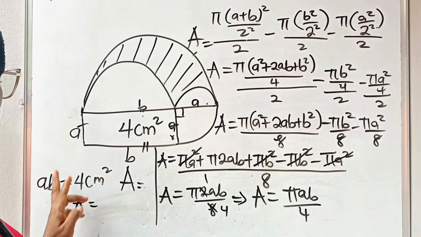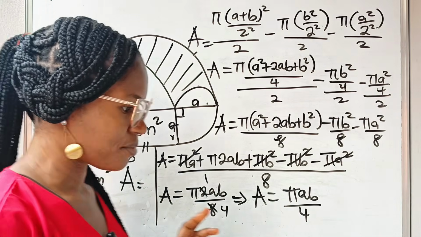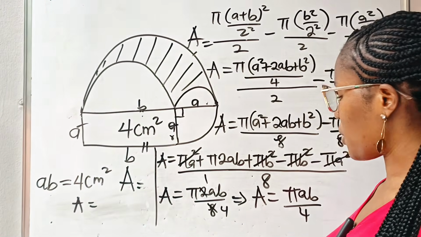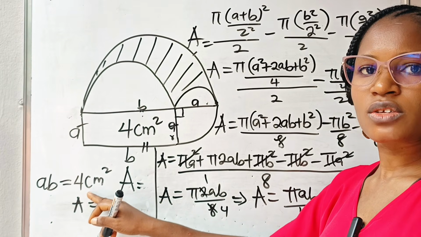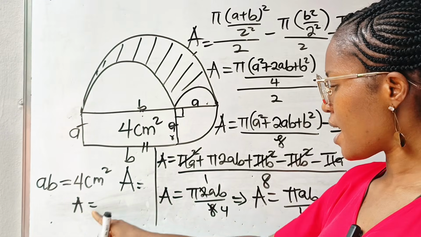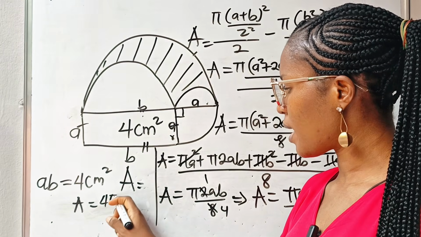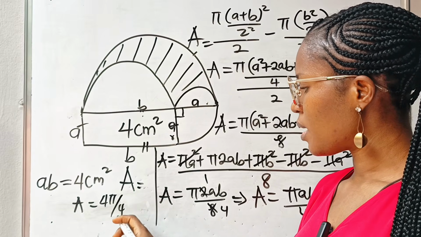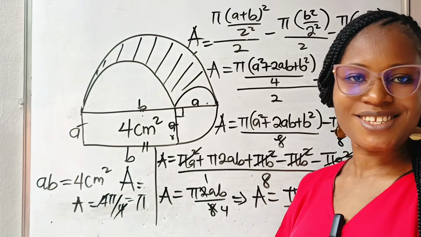Now, but AB is 4. You can see that AB is equal to 4, right? Let me call it so that you see it very well. So you can see that AB is equal to 4. So as a result of that, we can write that our A is equal to pi AB, that is 4 pi divided by 4. Now this will remove this, it means our area is pi unit squared.